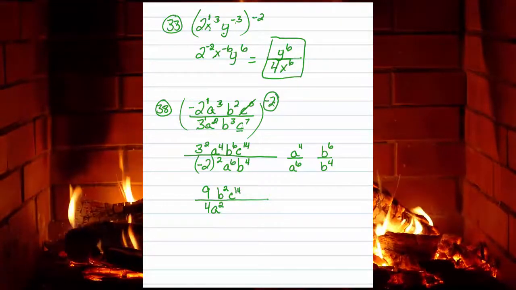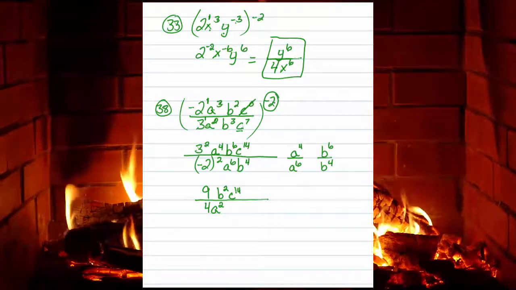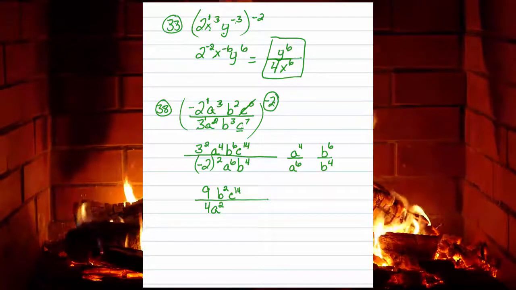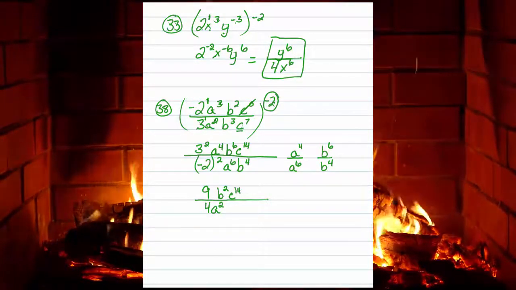So we end up with 9 b squared, c to the 14th power, over 4 a squared. Hopefully this served as a good reminder of how to solve several of these types of problems.